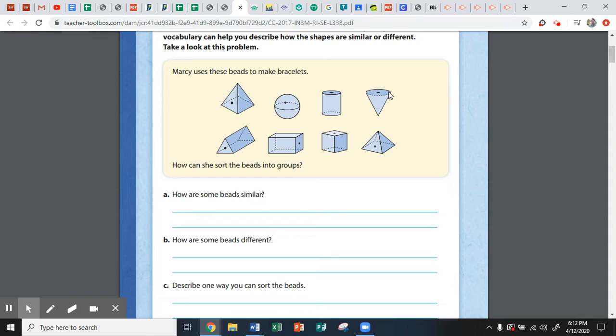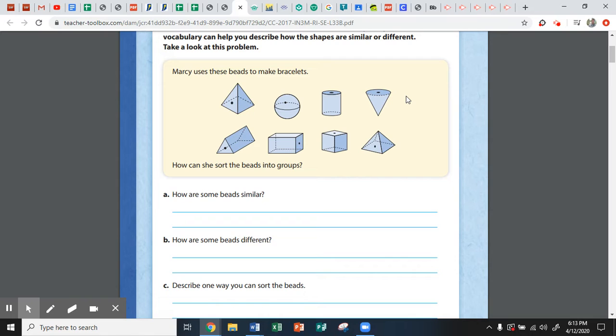Now, there are some beads that cannot be stacked. So if they cannot be stacked like this here, this does not have a flat side at all. It's all rounded, it's all curved. This, we would actually say, we can roll this bead. So once again, the answer for A, how are some beads similar? Some beads can be stacked and some beads can roll. So as you look at these, can you figure out which ones can be stacked and which ones can be rolled?